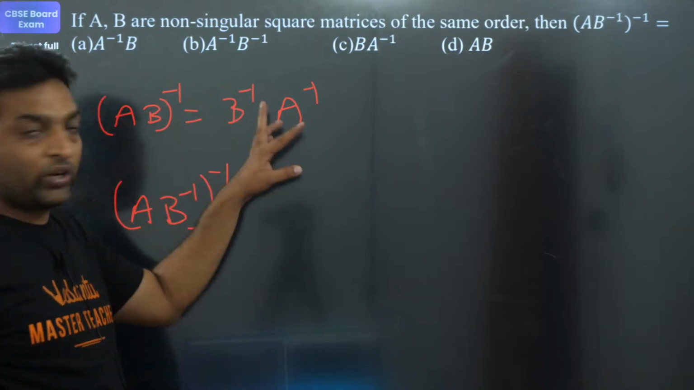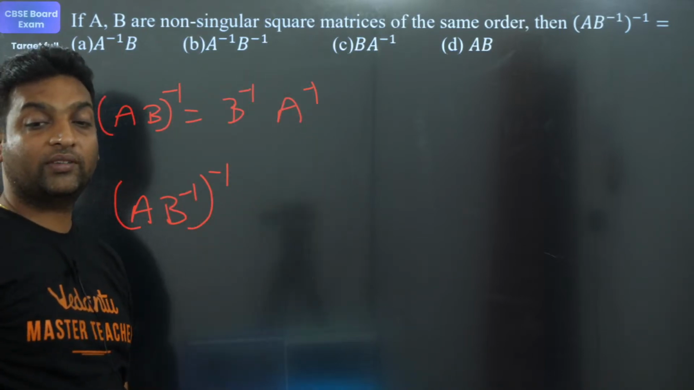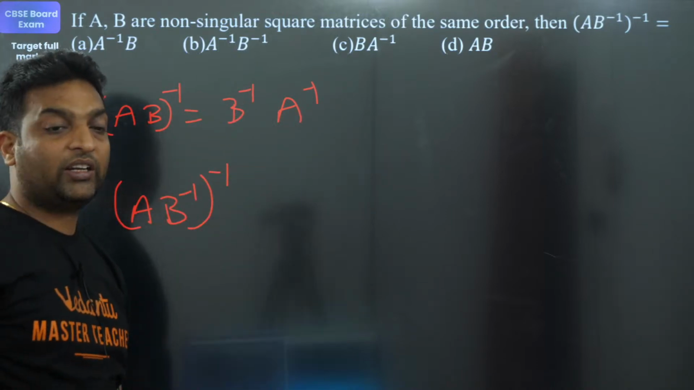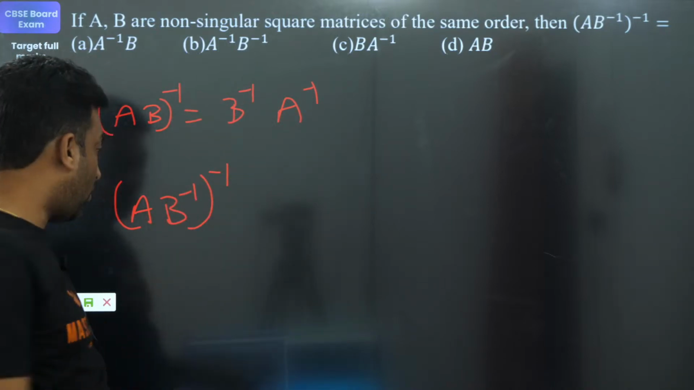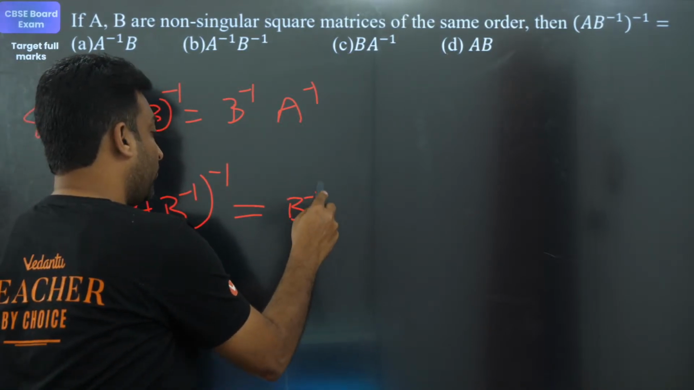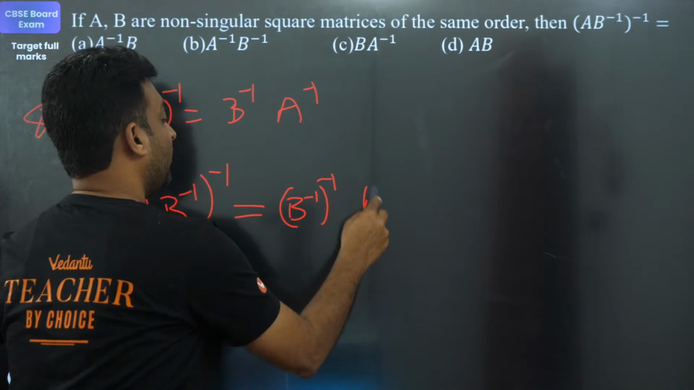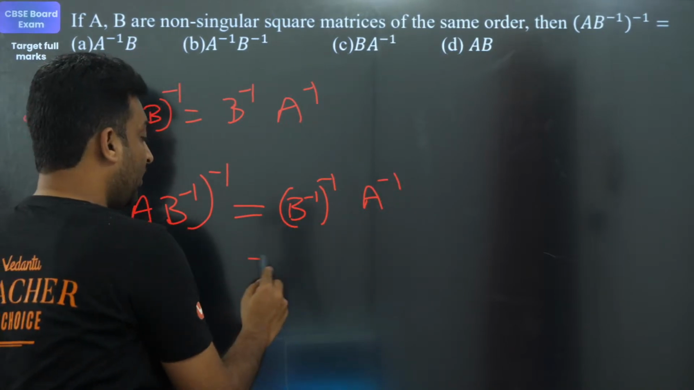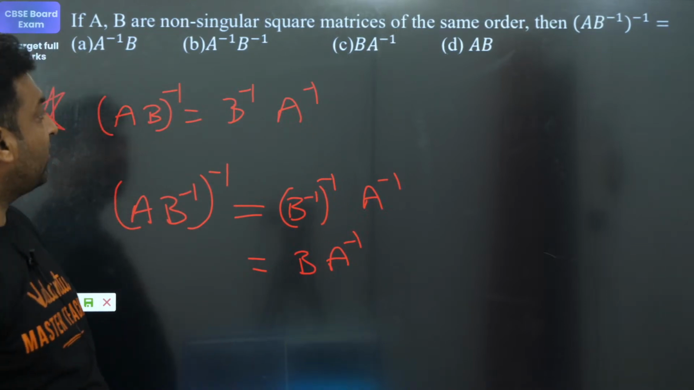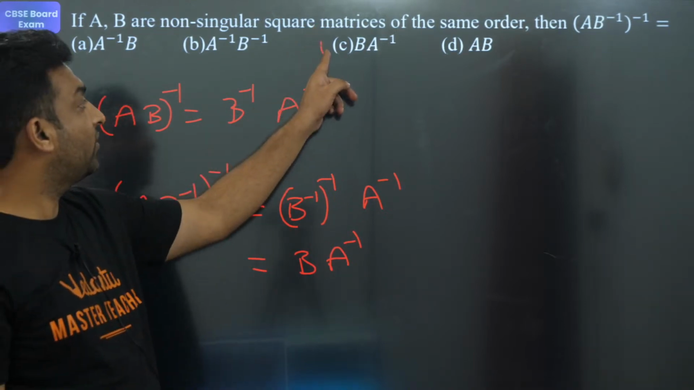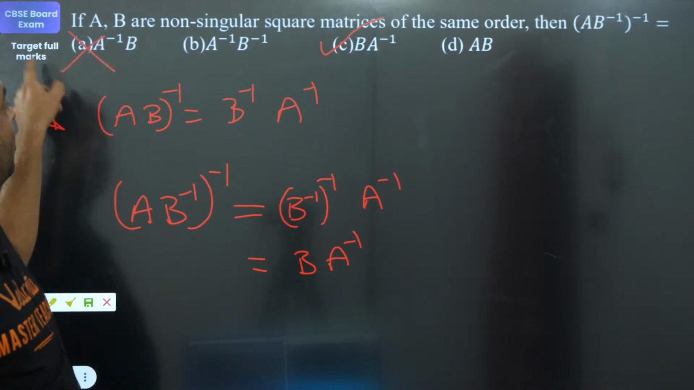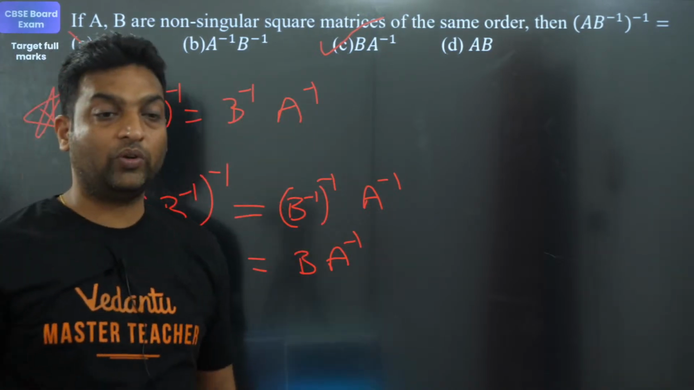When you take inverse, order will get reversed. First there will be B inverse, then A inverse. It cannot be A inverse into B inverse. So same way, when you take inverse here, first you will take B inverse ka inverse, then A ka inverse. B inverse ka inverse will be B, A ka inverse will be A inverse. Answer is B into A inverse. A inverse into B is wrong.